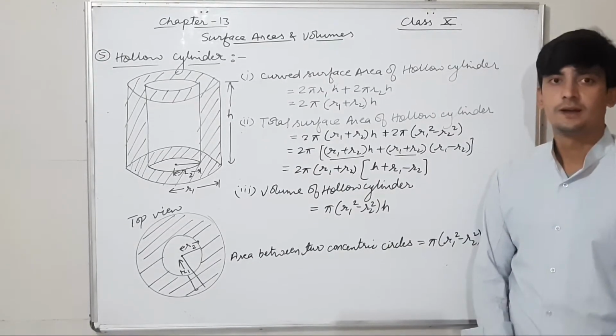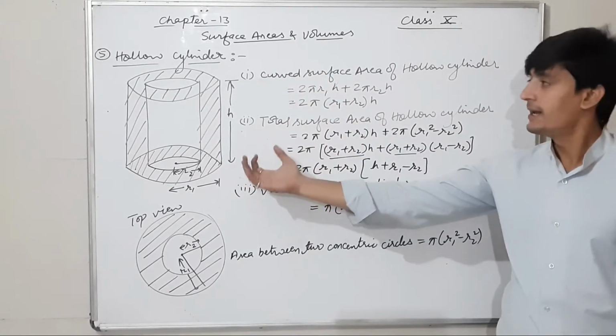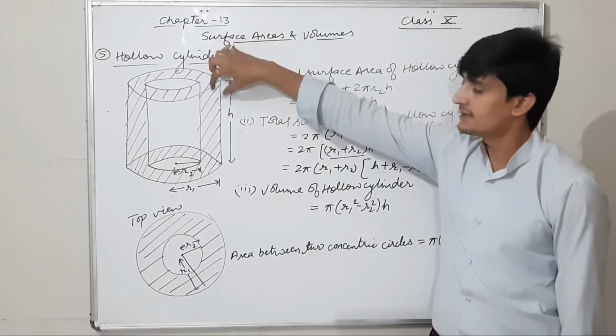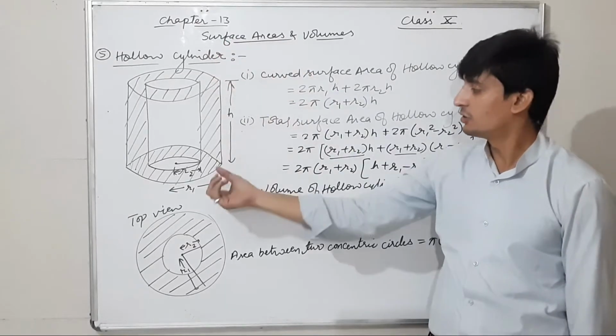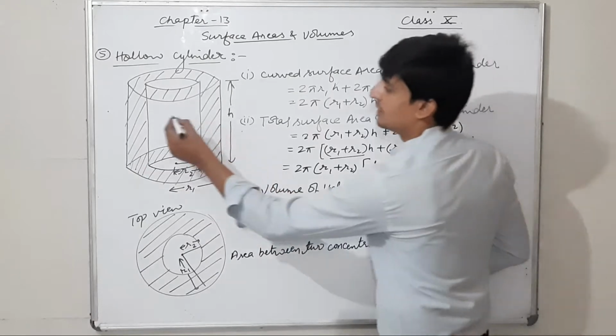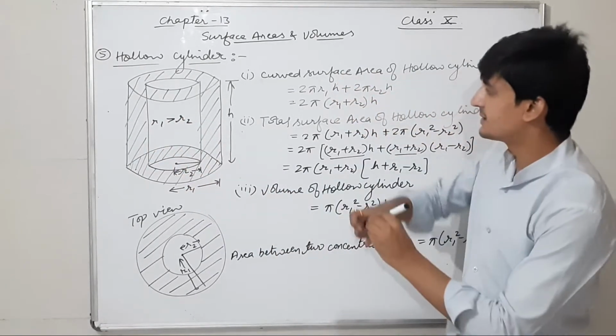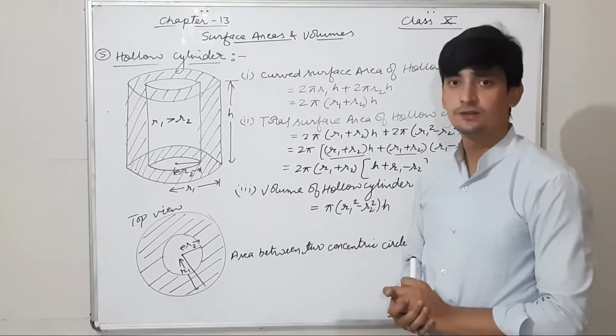Okay. Next we have hollow cylinder. In this you can see the figure. In a hollow cylinder we have some thickness. Two radii we have, R1 and R2. R1 is greater than R2. The R1 radius is greater than R2. And this is the height of this hollow cylinder.